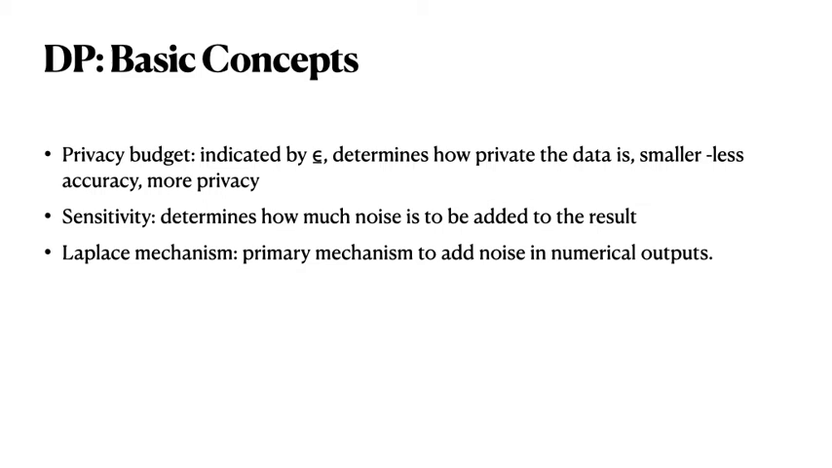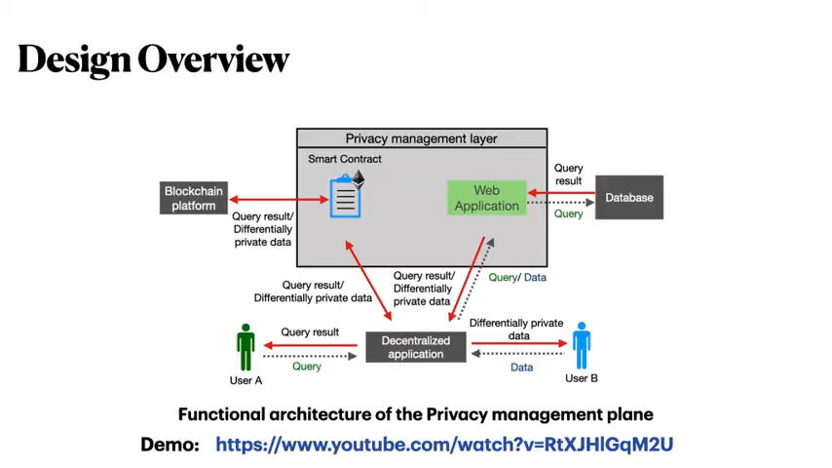Then sensitivity determines how much noise is to be added to the result. And there are a number of mechanisms which are used to add this noise to the data. And we have considered the Laplace mechanism, which is used to add noise in numerical outputs. This is because we used a data set from a bank, and the columns of data that we considered for testing our implementation were all numerical.